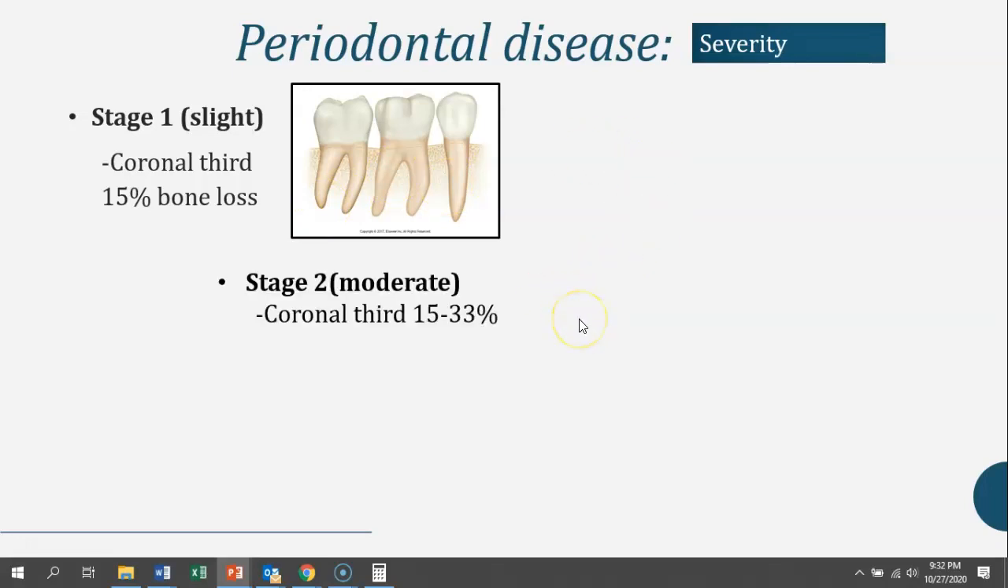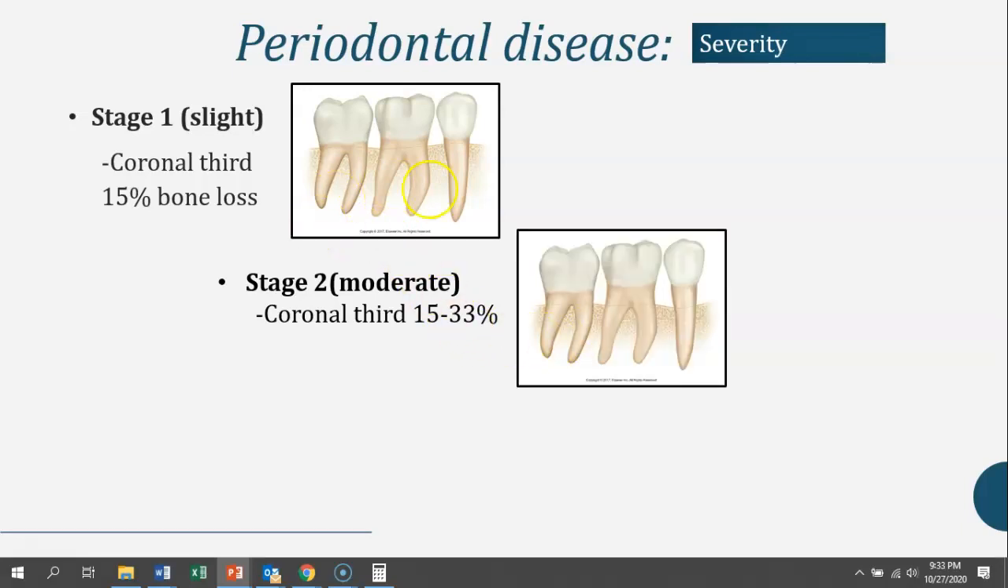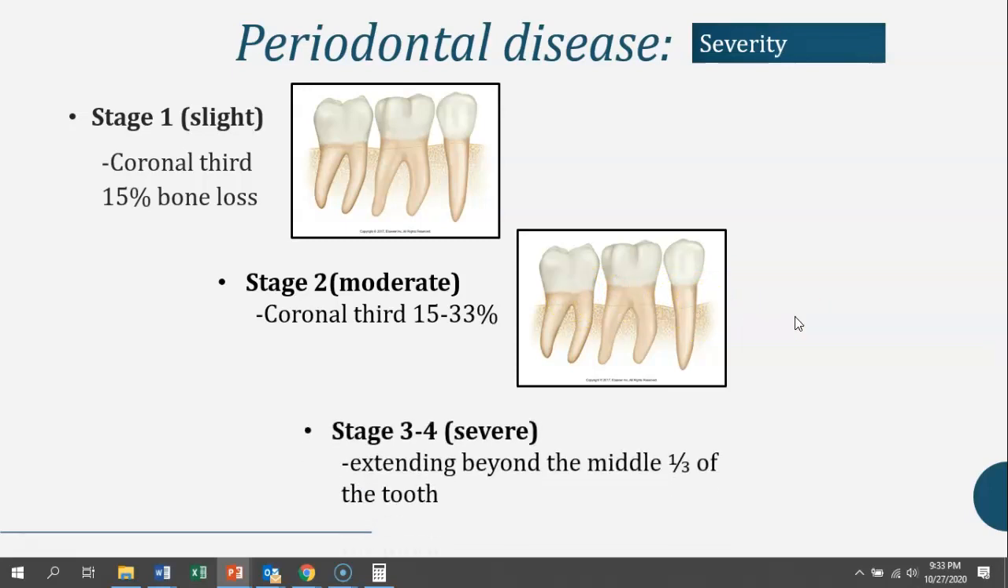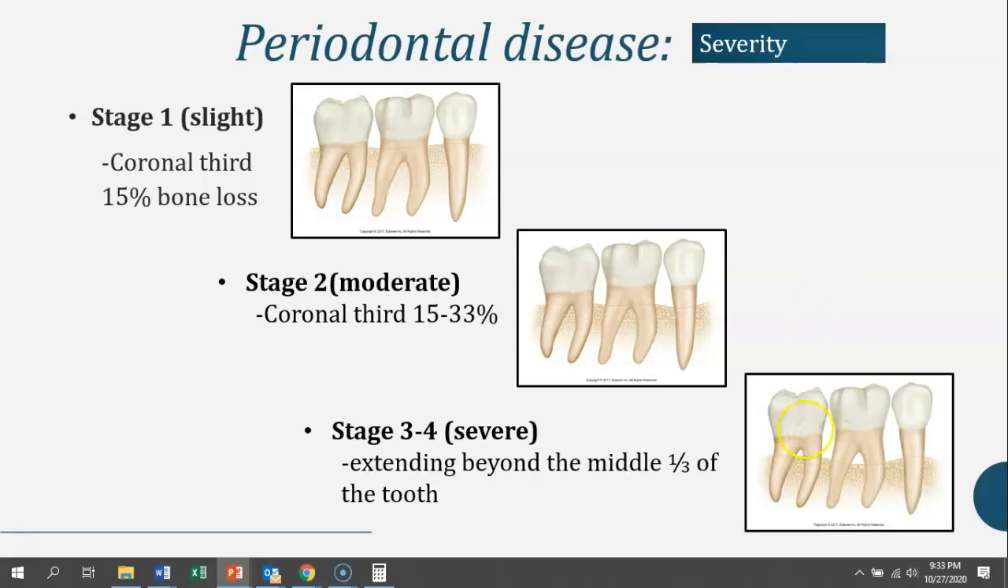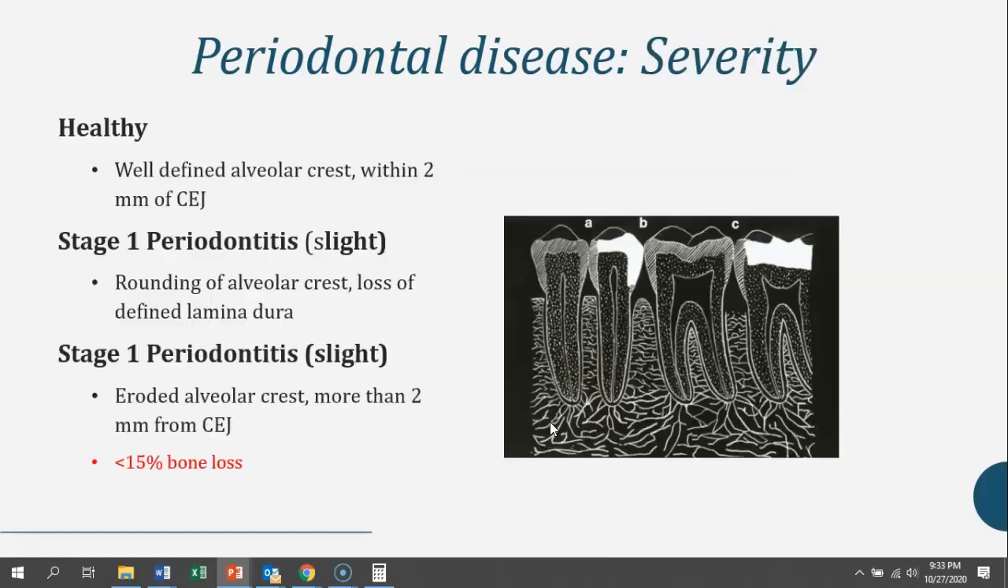Stage two, what we used to call moderate, coronal third, 15 to 33% bone loss. It's going to look something more like this. It's still not dramatic. It's a fair amount of bone loss, but it's not dramatic. And then stage three to four, what we used to call severe, extending beyond the middle third of the tooth. It's going to look something more like that. It almost looks like halfway down the root. And there's furcation involvement, which is what kicks that up for sure into stage three and four.